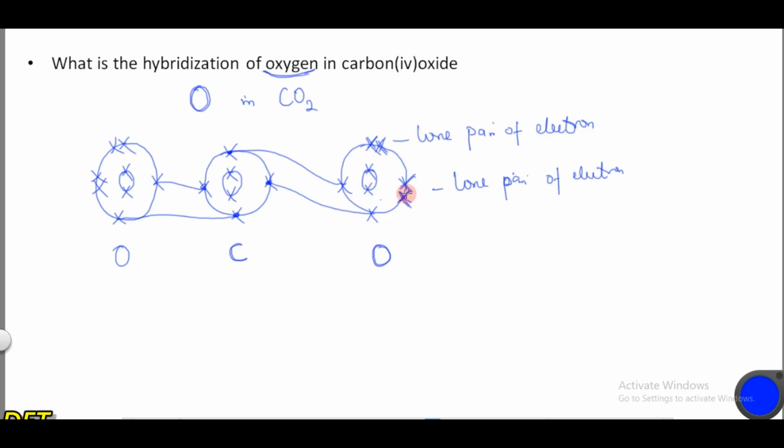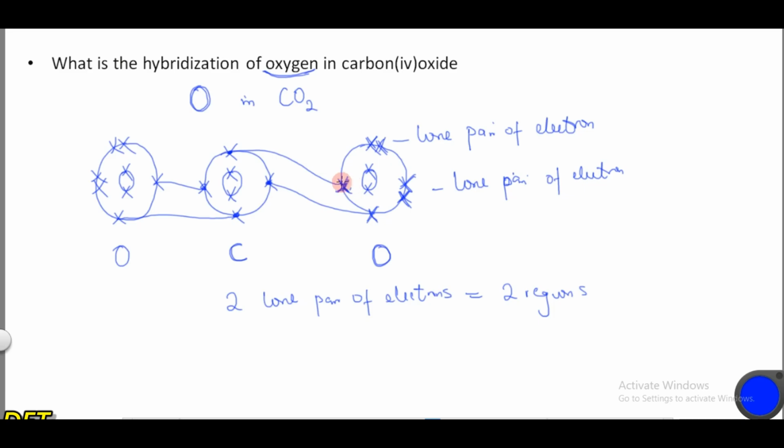So in this oxygen, we have two lone pairs of electrons. Two lone pairs of what? Electrons. And these two lone pairs of electrons are equivalent to two regions of electron density. And then we have this double bond.